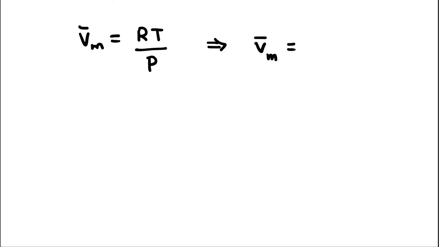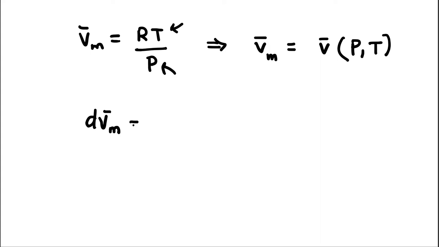Now we have the expression for molar volume, RT over P. It clearly indicates that molar volume is a function of two things. What are they? It is a function of basically pressure and temperature. Now let's write its differential form. So dVm is equal to, what is that?